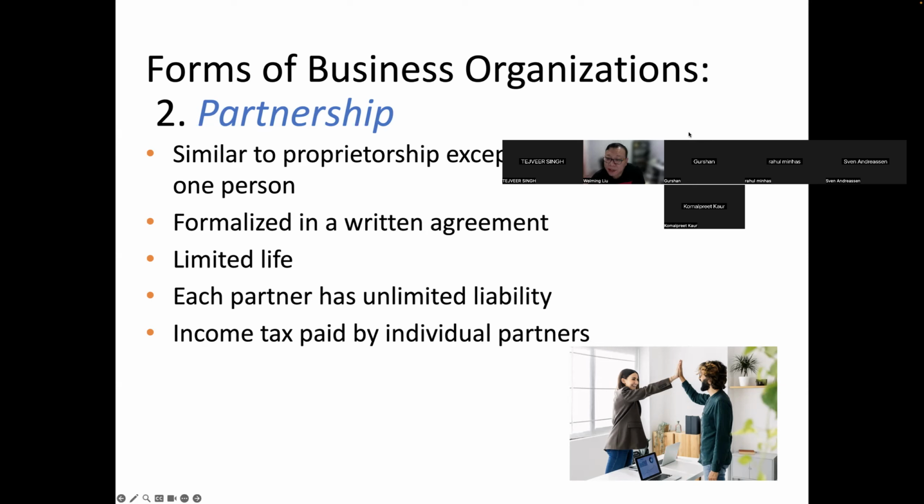Ease the labor. Okay, yeah, that's a good one. So the main reason is to earn higher profit. Yes, by sharing the cost. Yeah. What else? Limited liability. Not really. So partnerships still have unlimited liability.